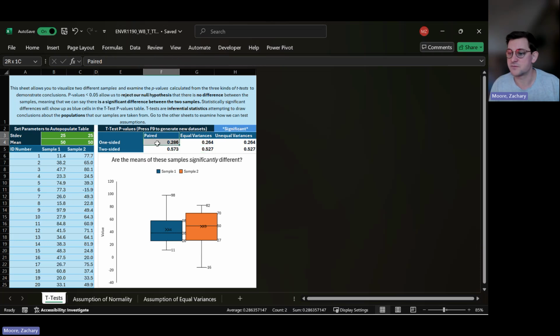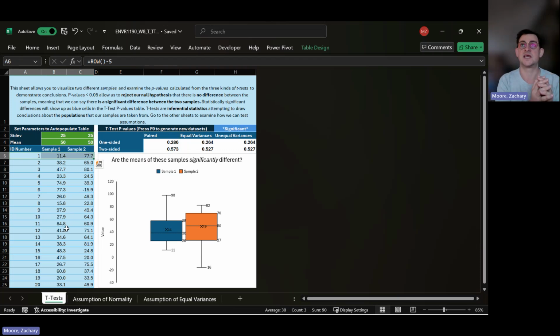So we also have three different types of t-tests that we can do. We have paired, which is when we don't have independence between our two samples. So that would assume that this ID number 1 comes from the same sampling unit. And that would be, say, are this type of leaf on this plant bigger than this type of leaf on this plant, right? Because they come from the same plant, so it's that same sampling unit.